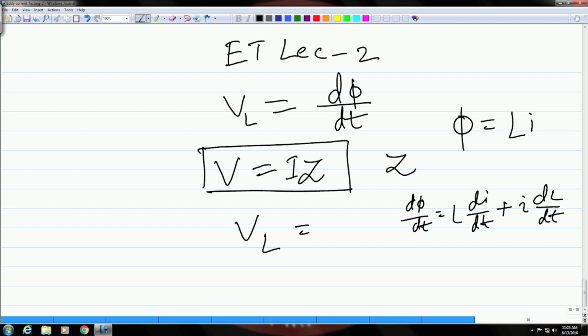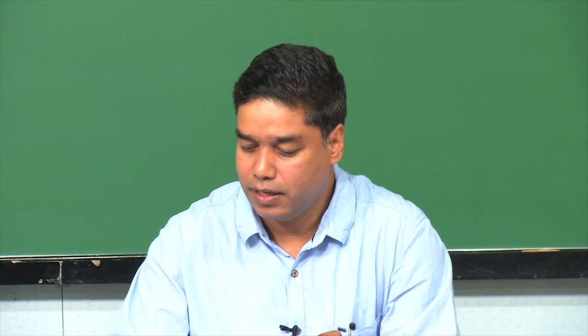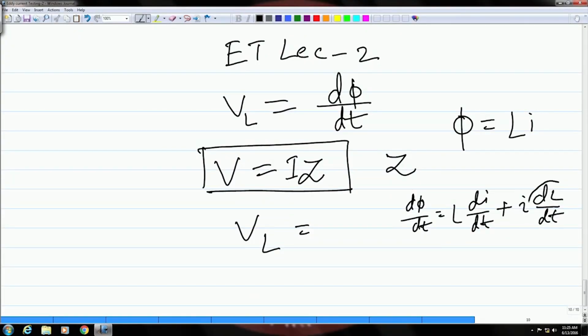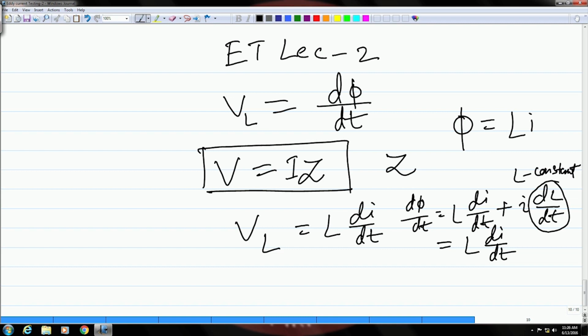For a given conductor or for a given inductor, this L is constant. So, dL dt will be 0, and as a result d phi dt will be equal to L di dt. So, L is constant, dL dt is 0, that gives us d phi dt equals L di dt. So, we can write VL in terms of the current, or the change in the current di dt, in this fashion.